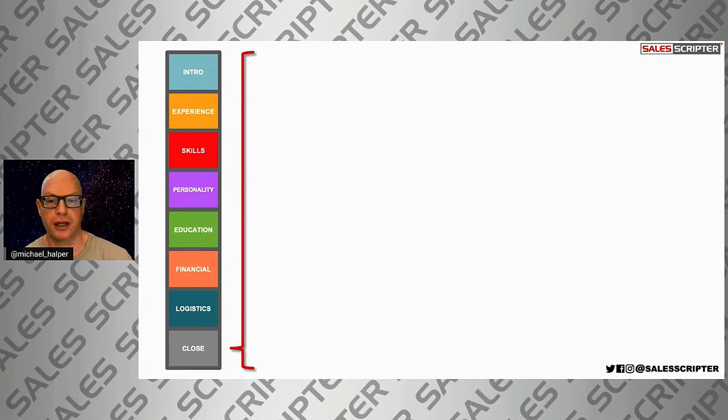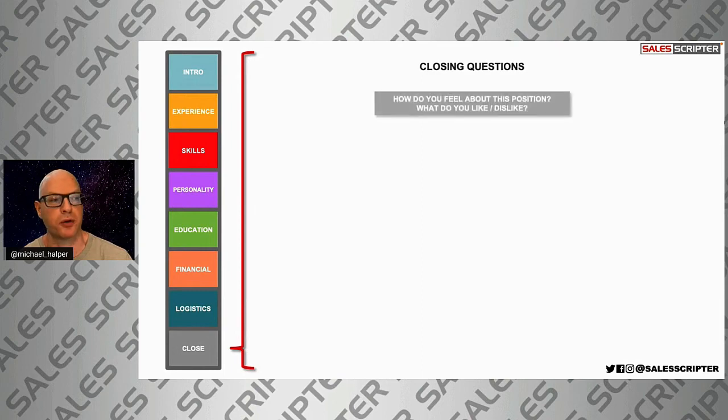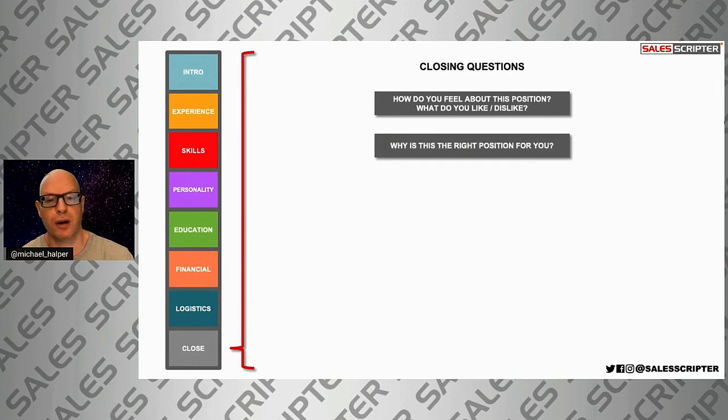Interviewing and recruiting is a sales job, so there should be a close at the end. And here's some examples of closing questions that you could ask. How do you feel about this position? What do you like or dislike? That's a great trial close question, similar to what you would ask a prospect if you're selling a product. Why is this the right position for you? Now, you may know why they should want it, but get them to tell you why they want it.